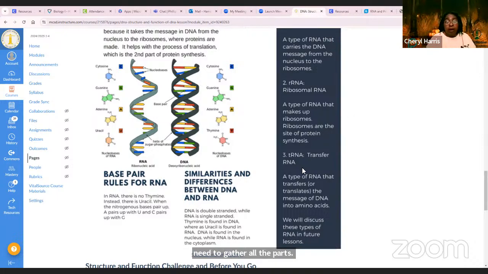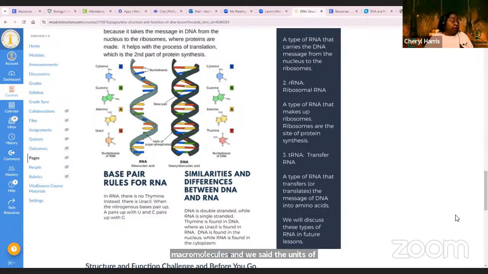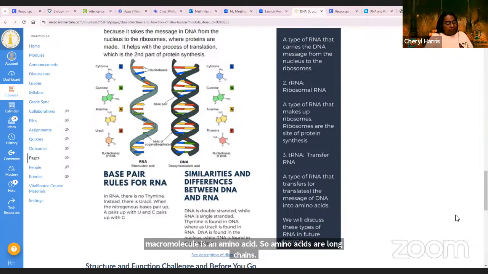So this is where our third RNA comes in, the transfer RNA, and the T stands for transfer, and it's the one that actually brings all of our amino acids. So again, going way back to the beginning when we talked about macromolecules and we said the units of a protein macromolecule is an amino acid. So proteins are long chains of amino acids.